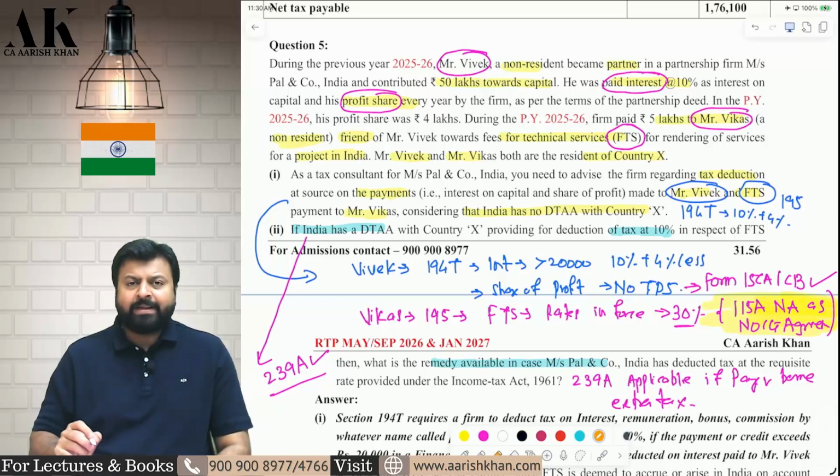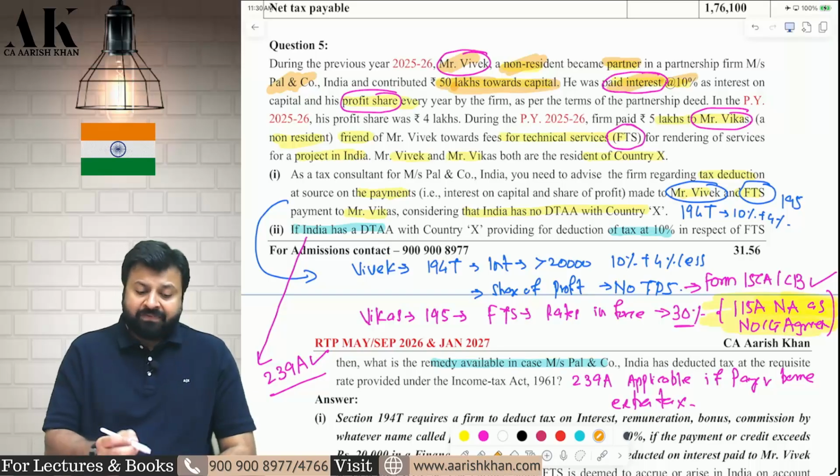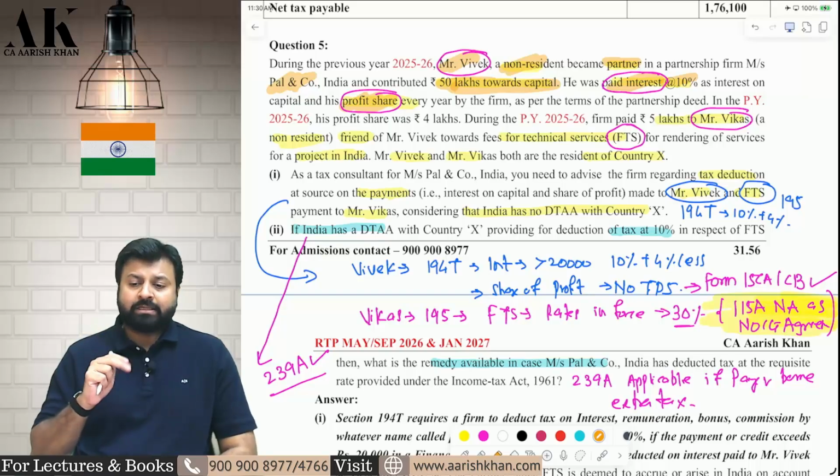Next question, again very intelligent question. There is a partnership firm by the name called Paul and Company, in which Mr. Vivek is a non-resident partner, and this Mr. Vivek has put capital of 50 lakh rupees in the firm. Now the firm is giving him interest at the rate of 10%. The firm is also giving him share of profit. So the firm is giving him two things: rate of interest and share of profit.